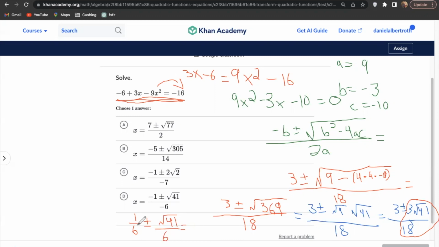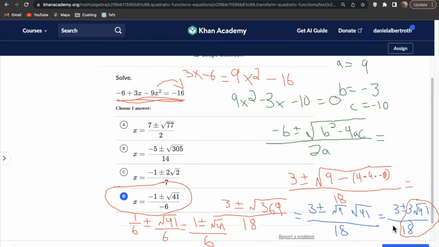I could split this up into two fractions, but it's also 1 plus or minus square root 41 all over 6. To me, this is looking like D. And I know the negatives. With a negative over a negative, that's going to cancel out to a positive. So I think this is all going to work out fine for us. So I like D as an answer here, and I hope that it gives it to us.